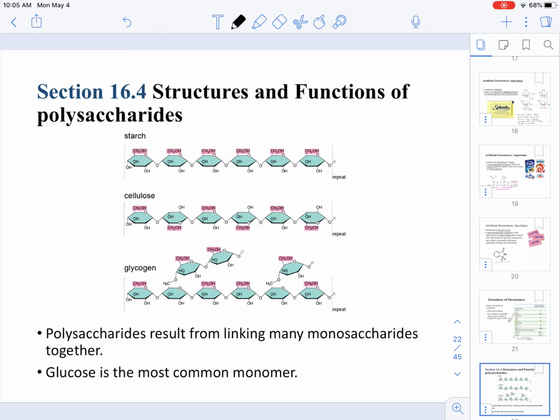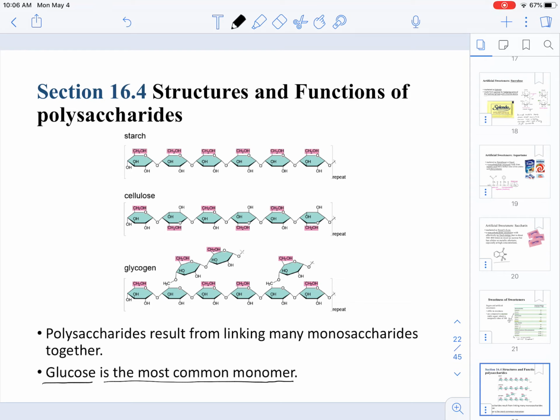In this video, we are going to be concluding the topics in Chapter 16, which is mainly talking about polysaccharides. We are going to be studying their structures and also their functions. So, understand that polysaccharides result from linking many monosaccharides. All the polysaccharides that we are going to be talking about in this section have glucose as the most common monomer, meaning all of these polysaccharides are glucose linkages of one another.